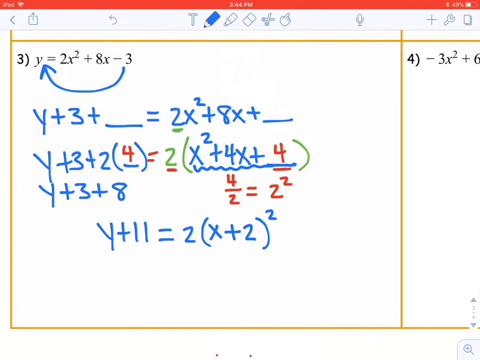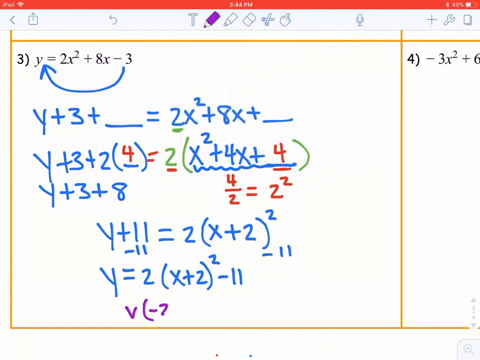And then the only other thing to do is move the 11 to the other side to get the y by itself. So we just need to subtract 11. So we'll get y equals 2 times x plus 2 squared minus 11. And now it's in vertex form, so we can easily pick out our vertex is (-2, -11). And our axis of symmetry is the x value of our vertex, but write it as x equals -2.